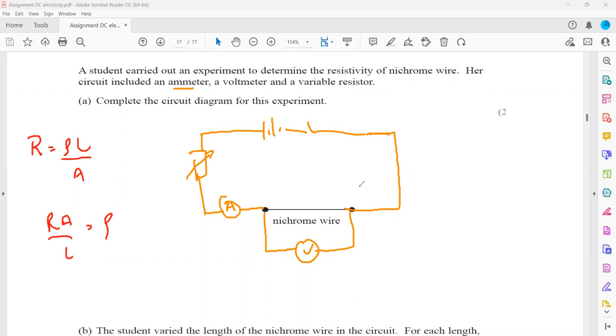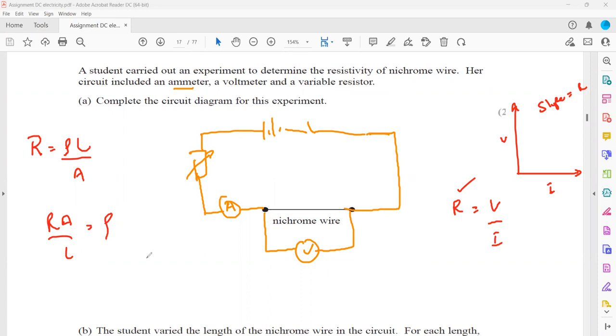So how to get R? How to get the resistance? Resistance will be the ratio between voltage and current. Or what I can do, I can plot a graph between voltage and current, with different values of voltage and current. If I plot voltage on the y-axis and current on the x-axis, the slope represents R. So I'll get the value of R.